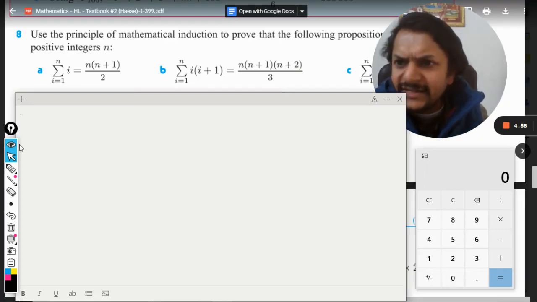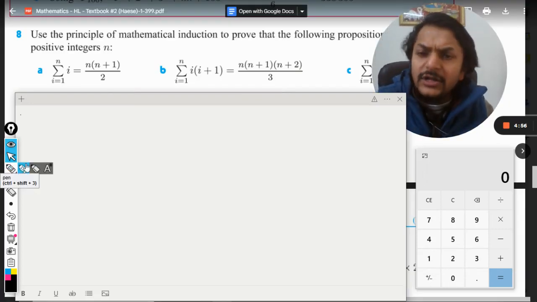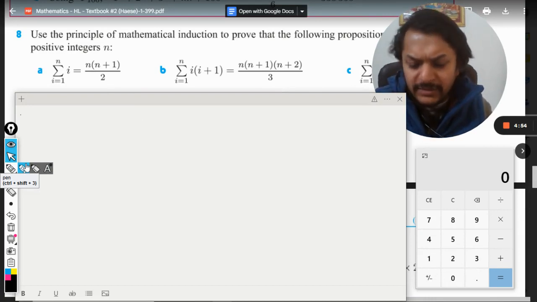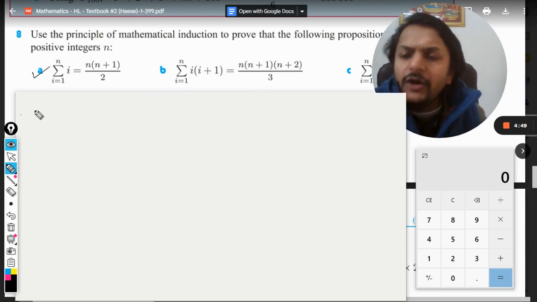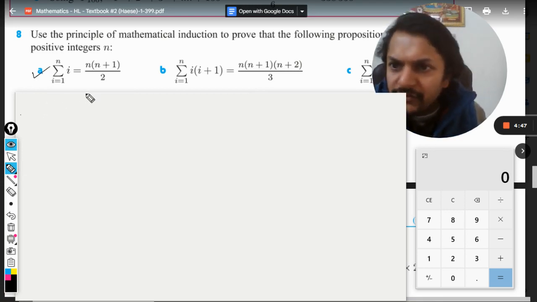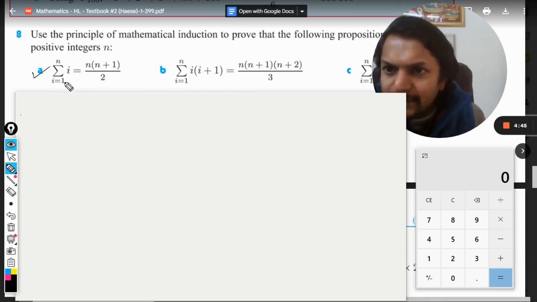Okay, dear students, let us see another example for mathematical induction. So this is another type that we have now. This is an 8A question that we are going to do. So what does this mean first of all?